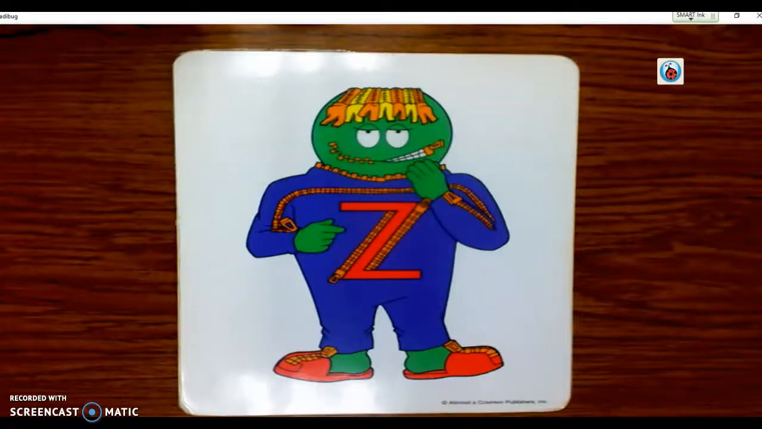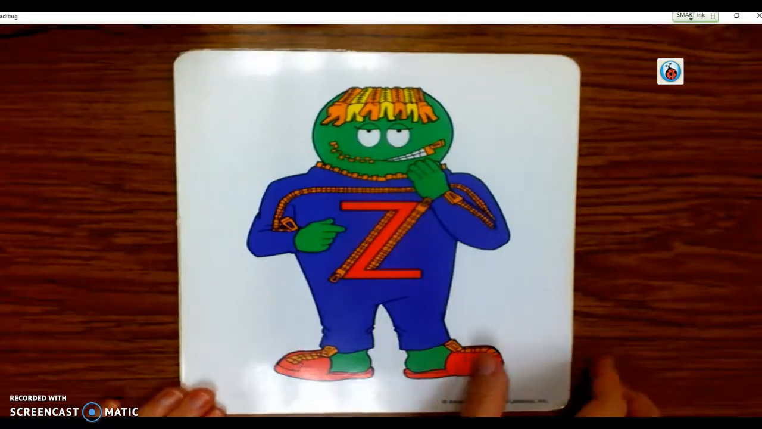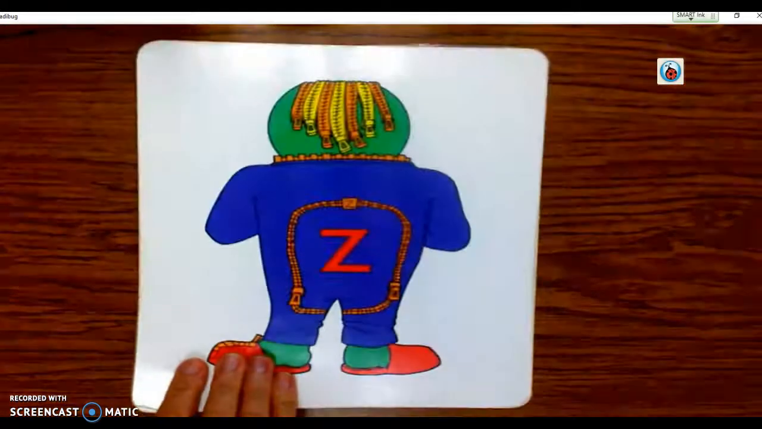Boys and girls, we are ready to look at our letter that we learned yesterday. This is the letter Z. What does Mr. Z have? Zipping zippers. What sound does the letter Z make? Z. There's an uppercase Z and a lowercase z.